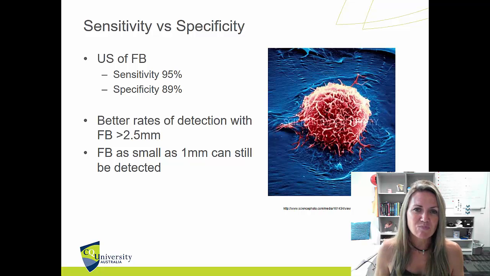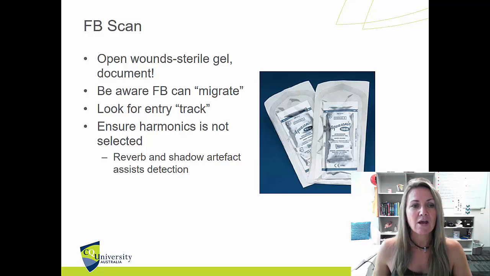If something becomes smaller than 1 millimeter, it still can be detected, but is becoming more difficult. Obviously, anything less than a millimeter is really, really hard to try and identify, because the very, very highest frequency probe still is not able to have quite enough beams so that they can see anything less than 1 millimeter there.